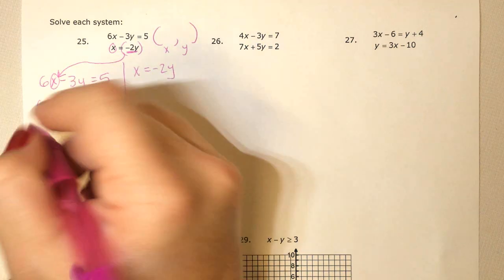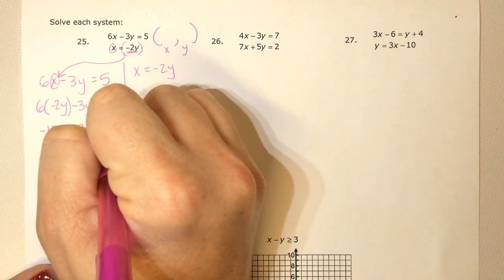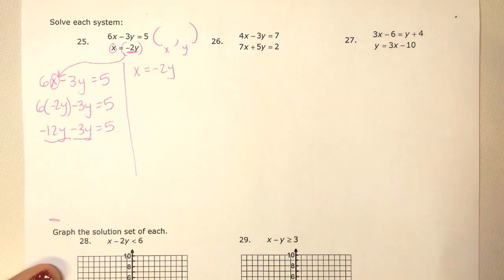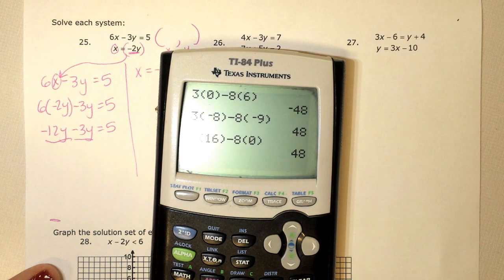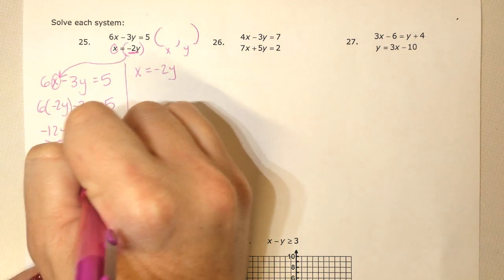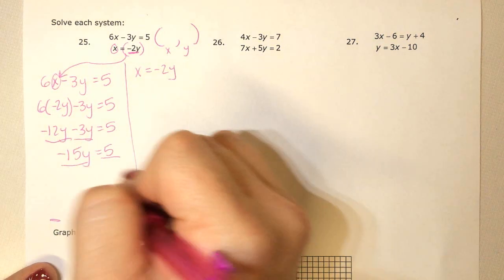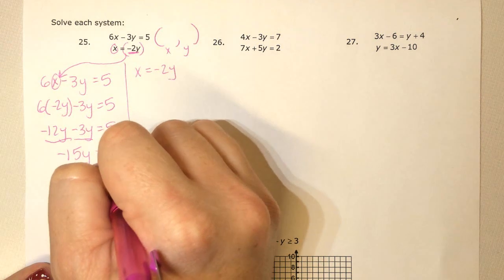So 6 times negative 2y is negative 12y. Bring down my minus 3y equals 5. Well, these are like terms. Negative 12 minus 3. If you struggle with negatives, please use your calculator. Negative 12 minus 3 is negative 15. So I get negative 15y equals 5. And now I have to divide. I'm trying to get y by itself, so I'm dividing both sides by negative 15.